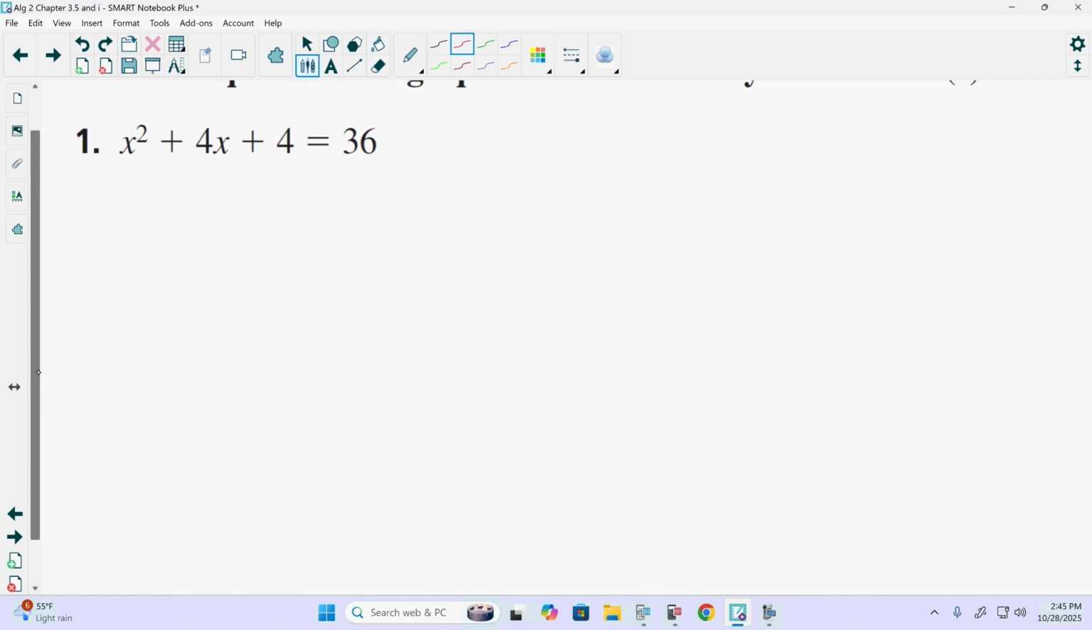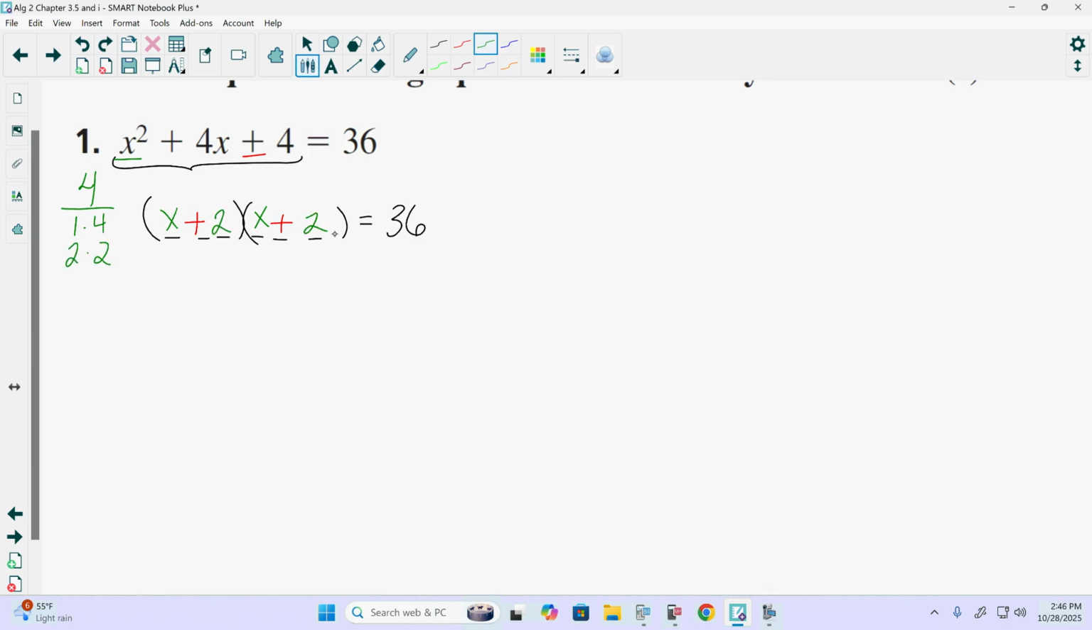So if we look at this next one here, x squared plus 4x plus 4, this here is a perfect square trinomial. Since the third term is positive, our signs are the same and match the sign of the middle term, so we'd have x and x, or plus and plus. Factors of x squared, there's our x and x. And our factors of 4 are 1 and 4 or 2 and 2.